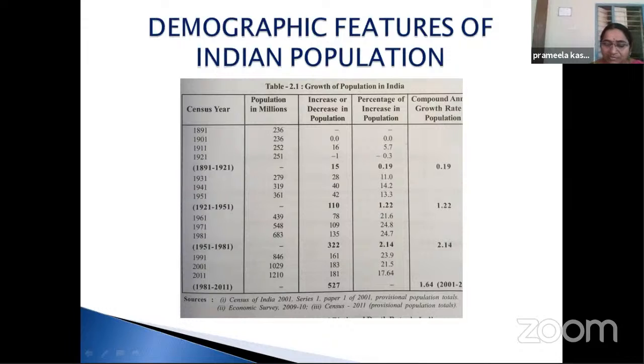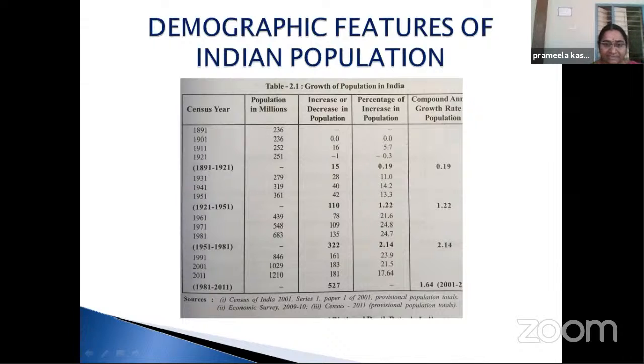So nutritious food was provided to the people, medical facilities, sanitation, health conditions and education facilities improved. So due to all this, the death rate declined, and due to the high birth rate, it leads to a high explosion of population between 1951 to 1981. So within these 3 decades, the population increased by 322 millions at the rate of 2.14%.